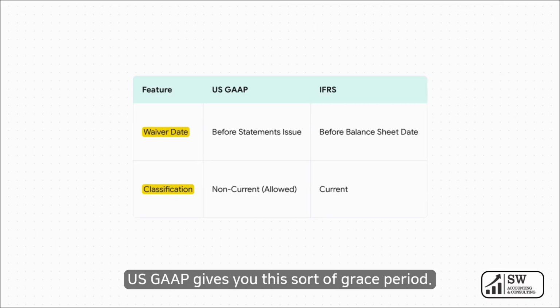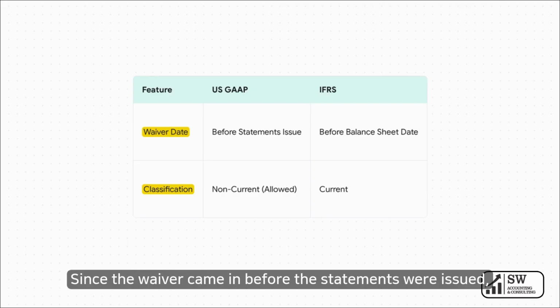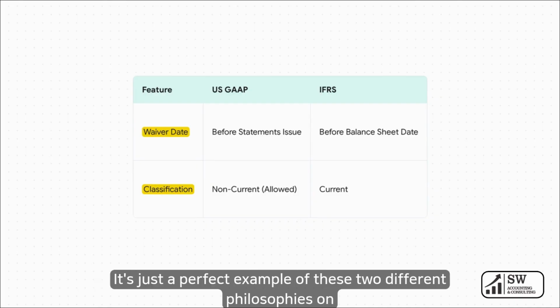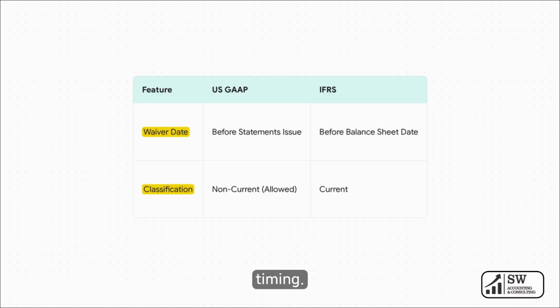US GAAP gives you this sort of grace period. Since the waiver came in before the statements were issued, you can still classify the debt as non-current. IFRS, it's absolute. If that waiver wasn't signed, sealed, and delivered on December 31st, that debt is current, full stop. It's just a perfect example of these two different philosophies on timing.